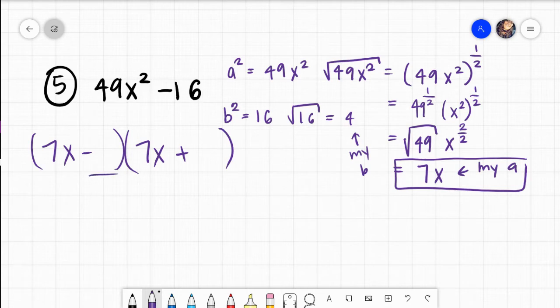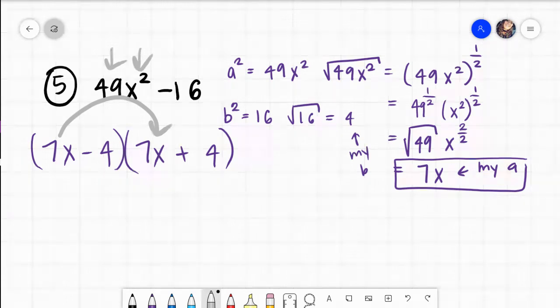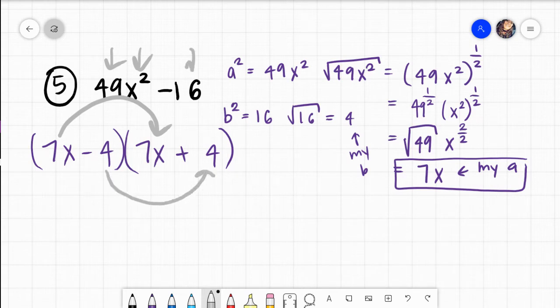And then my b goes right here, and my b is 4, and that's your final answer. Y'all, if you go back and FOIL this, 7 times 7 is 49. Signs are the same, so it's positive. X times X is keep and add. If you continue with your FOILing, the two middle terms end up canceling, and then we would just have 4 times 4 is 16. Signs are different, so it's negative. Okay?